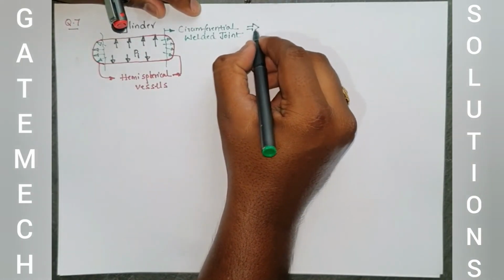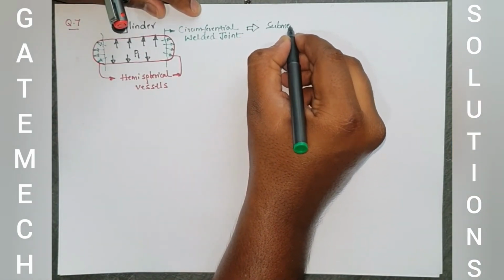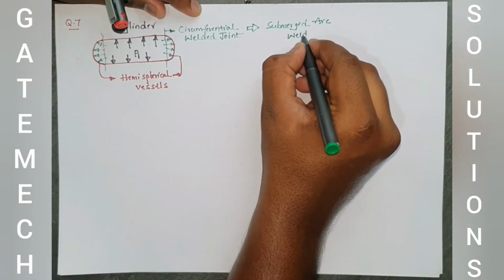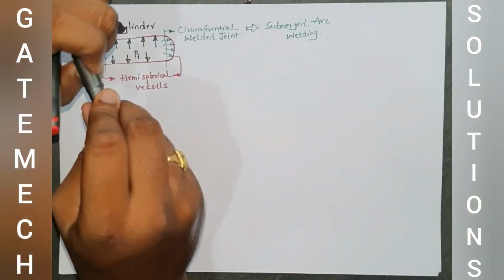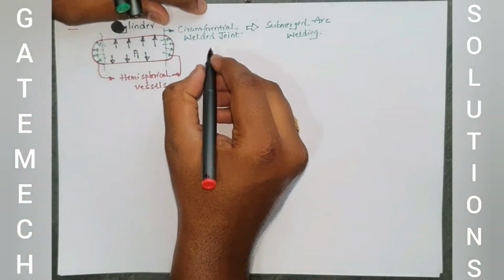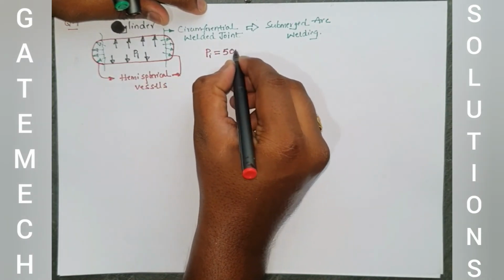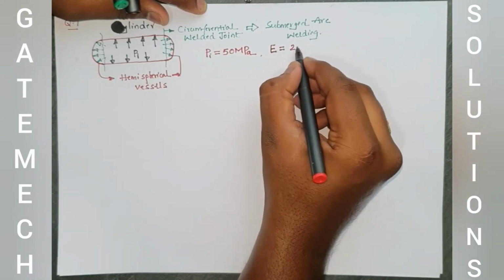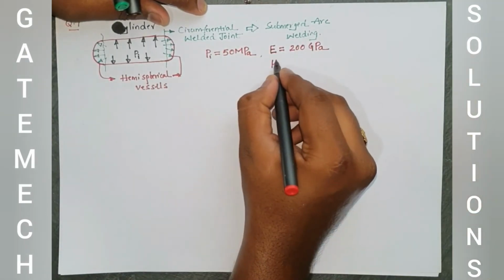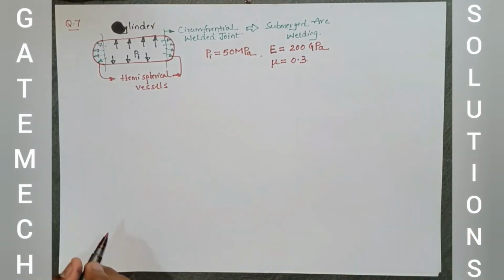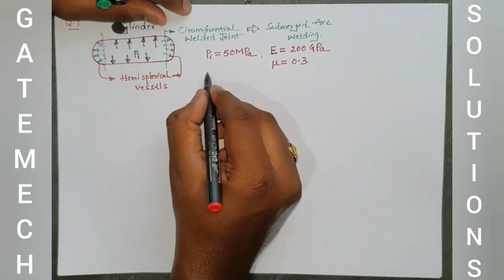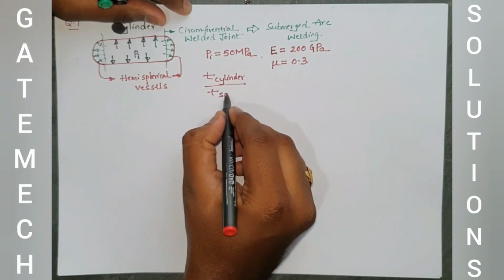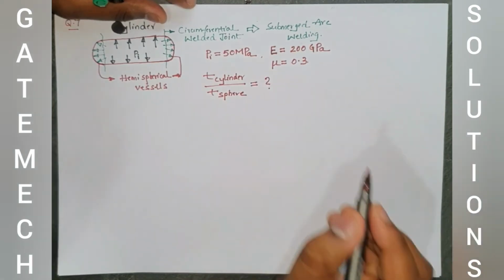So this joint is produced by the method called submerged arc welding. And from an interview point of view, you need to remember. Now, the internal pressure inside the cylinder is given as 50 megapascal, and the Young's modulus of the material is given as 200 gigapascal. The Poisson's ratio of the material is given as 0.3. So in this question, our aim is to calculate the thickness of the cylinder divided by the thickness of the spherical vessel. This ratio needs to be calculated.